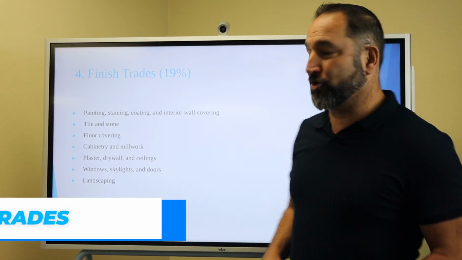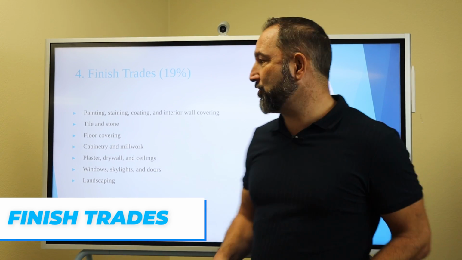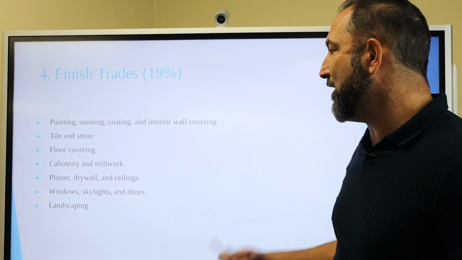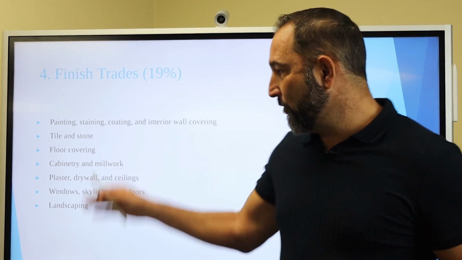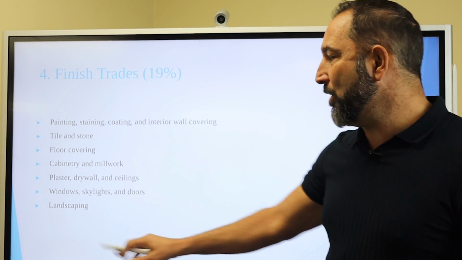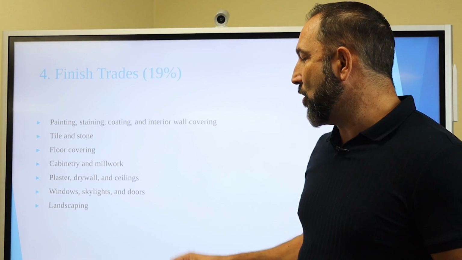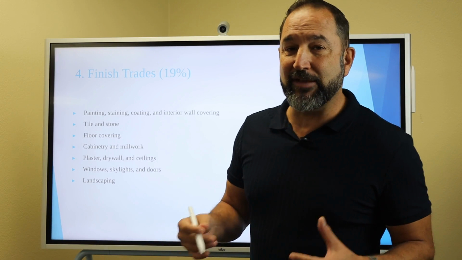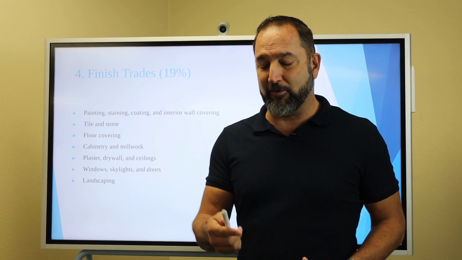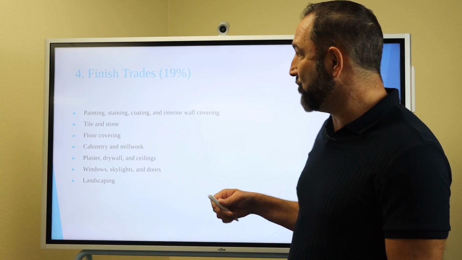Now, the finished trades makes up 19%, and here's what you need to know about the finished trades. You need to know painting, staining, coating, and interior wall covering. You're going to need to know tile and stone, floor covering, cabinetry and millwork, plaster, drywall, and ceilings. You need to know windows, skylights, and doors, and landscaping. So you can see just in the finished trades alone, there's quite a bit of information here. But we got your back. You don't have to worry about it because we teach you all this stuff.